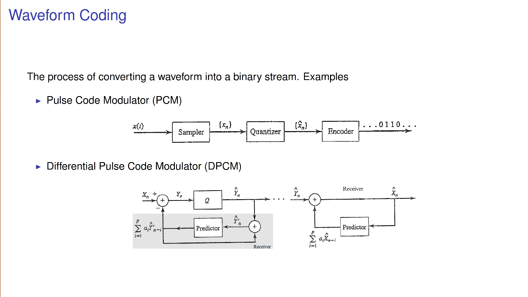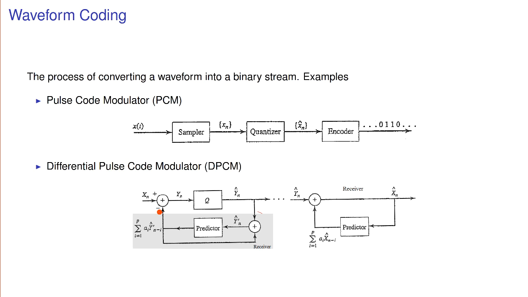Another method which is slightly more efficient is called differential pulse code modulation, which is also used in telephony systems. In differential pulse code modulation, the difference between the input and a one step prediction of the input is quantized. So instead of quantizing the input, you quantize the component of the input which you cannot predict. Using the past quantized samples, we try to predict x n. Basically this block here is the one step prediction.